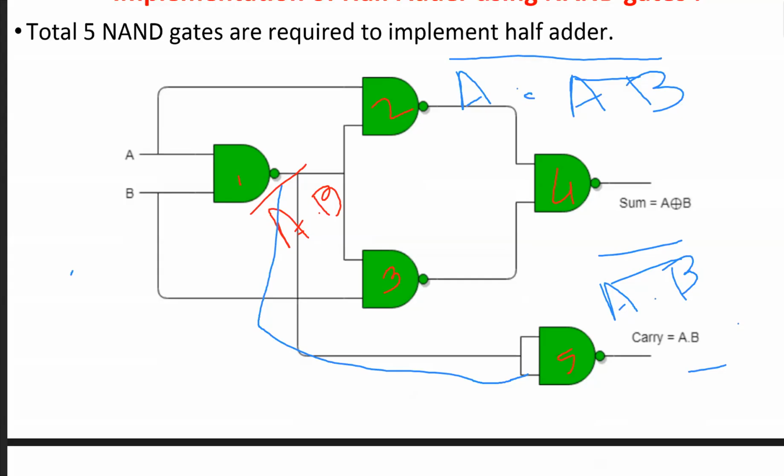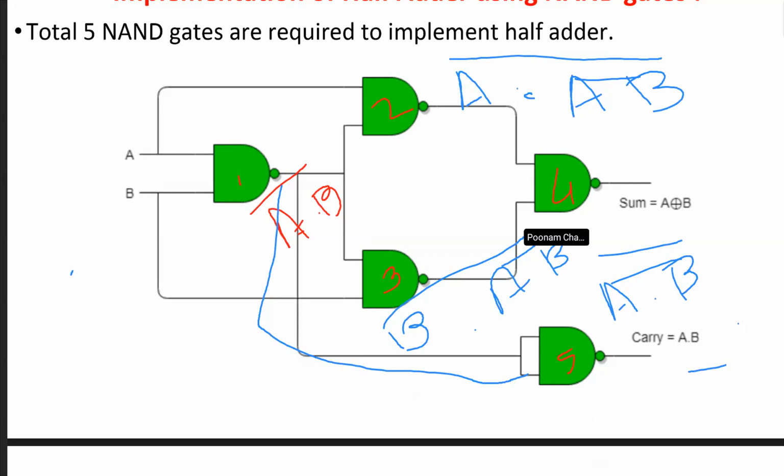Similarly, you write for gate 3, it will be B dot (AB) complement, the whole complement. Let us call this Y. So it is (Y dot X), whole complement.